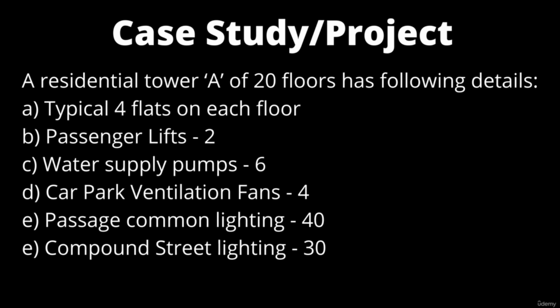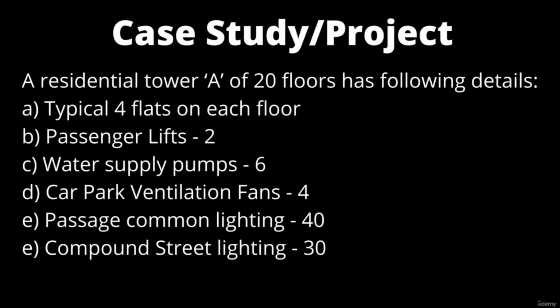Let us talk about the case study. For example, a residential tower A of 20 floors has the following details. A typical 4 flats on each floor. For residential tower A, there are 2 passenger lifts available. 6 water supply pumps. 4 car park ventilation fans at the basement of tower A. Passage common lighting is also there. Passage common lighting uses incandescent bulbs of 40 watts.